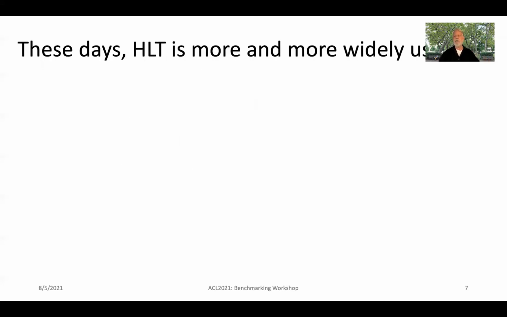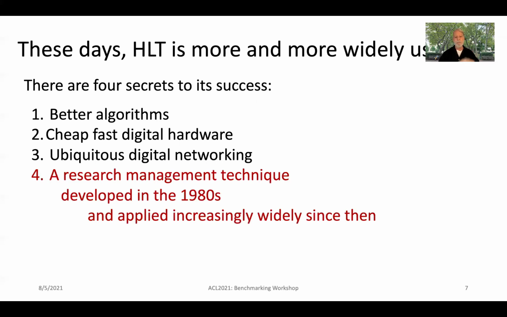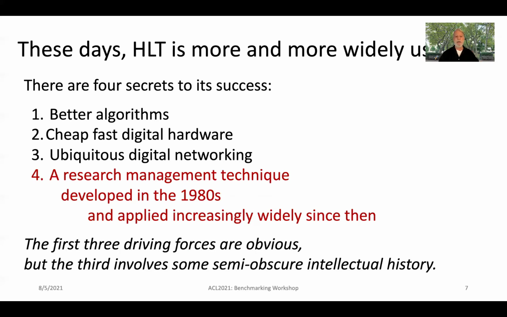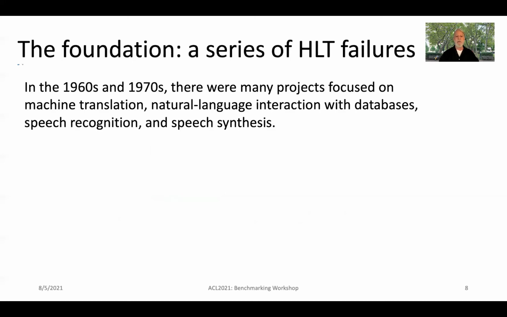Now, these days, human language technology is more and more widely used, and there are 4 secrets to its success. Obviously, better algorithms, cheap, fast digital hardware, ubiquitous digital networking, and a research management technique that was developed in the 1980s and has been applied increasingly widely since then. The first 3 of those driving forces are obvious, but the fourth one involves some semi-obscure intellectual history, which is worth knowing about. The foundation was a fairly long series of human language technology failures.